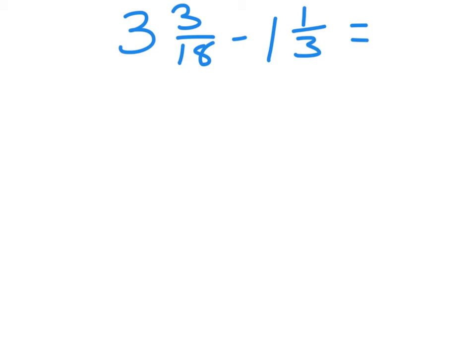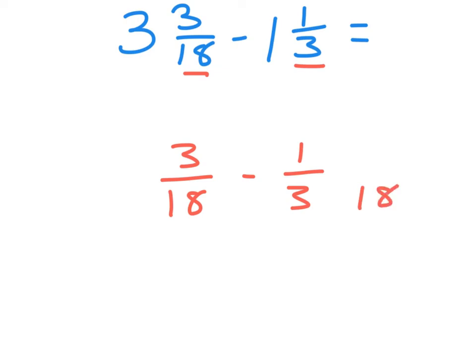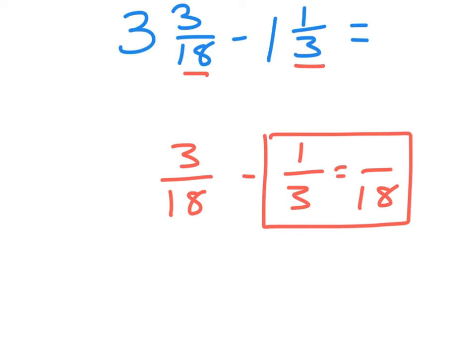And here's what I'm going to do. I'm going to pull out the fraction parts. I'm going to pull out the 3/18 and 1/3 and figure those out down here. 3/18 minus 1/3. Now I have to find a common denominator. Now in this case, the 18 is my common denominator. So I only have to change this fraction. And I'm going to make it with a denominator of 18. Again, I'm going to make my missing numerator part of the problem. 3 times 6 equals 18, so 1 times 6 equals 6. My new fraction is 6/18.